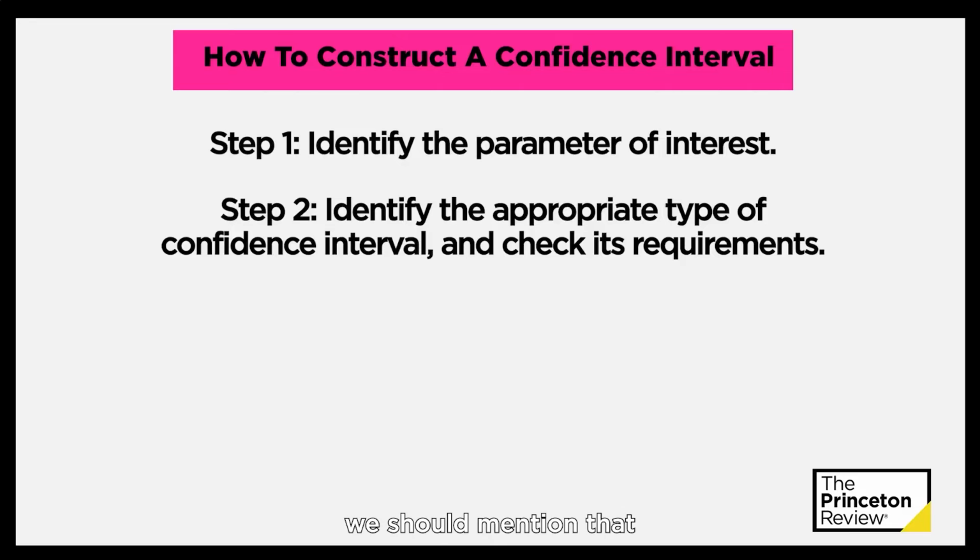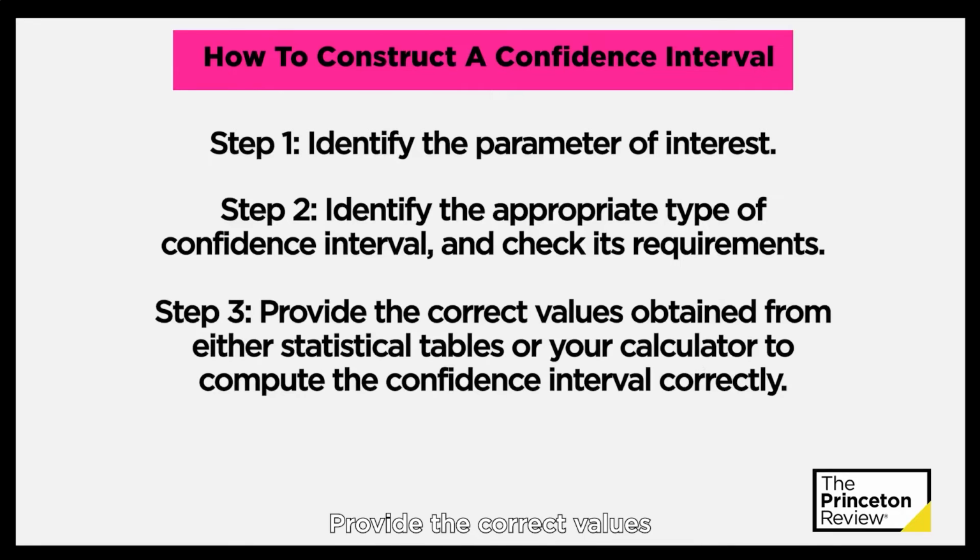And folks, we should mention that if you select a wrong type of confidence interval, the College Board will not give you credit for this part of the problem. Step number 3, provide the correct values obtained from either statistical tables or your calculator to compute the confidence interval correctly. Show you are putting the correct numbers into the formula you already gave in step number 2.